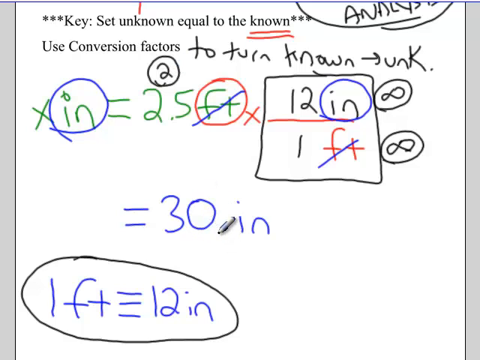To write this correctly, I need 2 sig figs. Right now it looks like I only have 1 sig fig. So I can put a decimal point to make the 0 significant, or better yet, I can write this in scientific notation, 3 times 10 to the first inches.